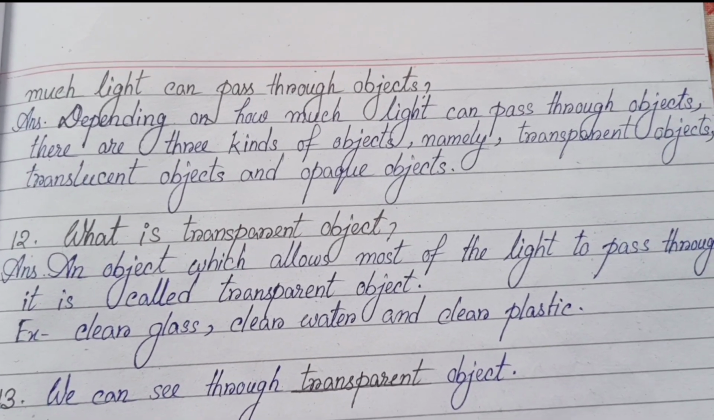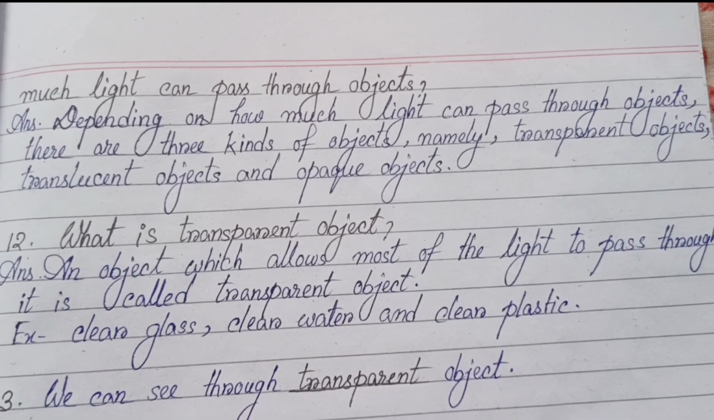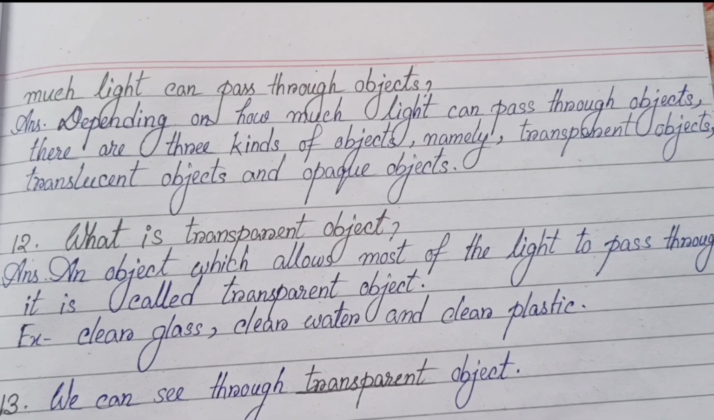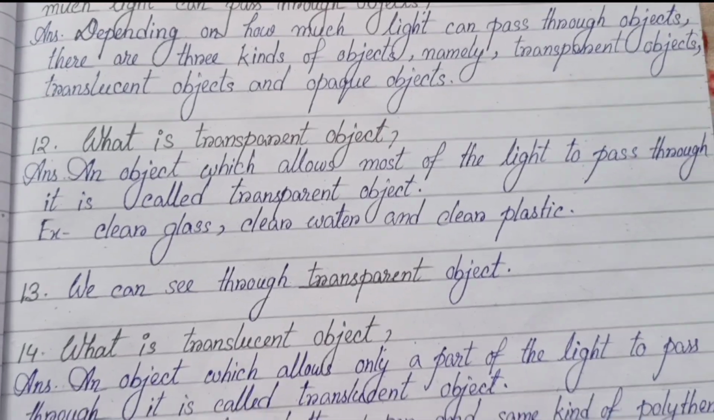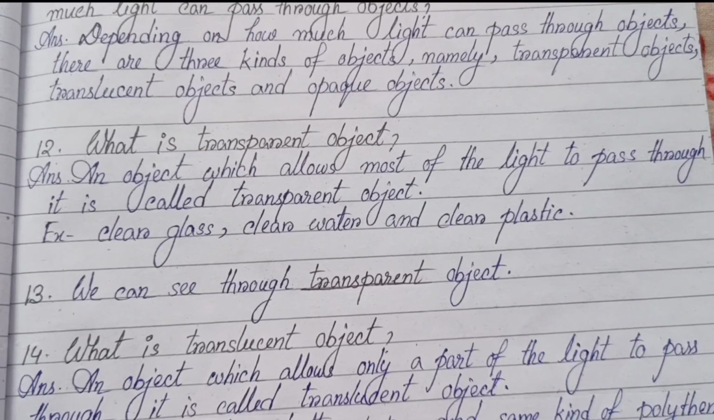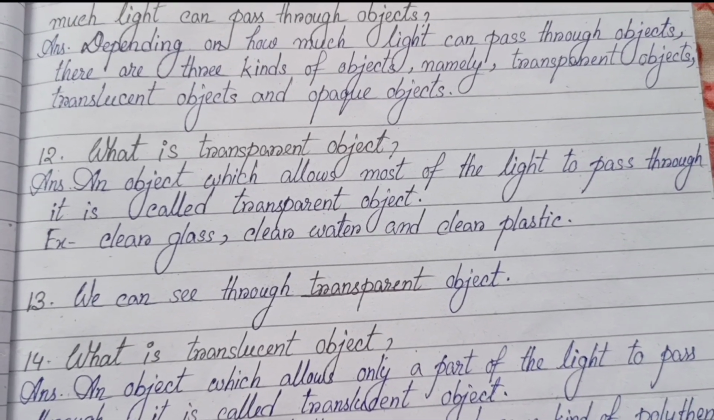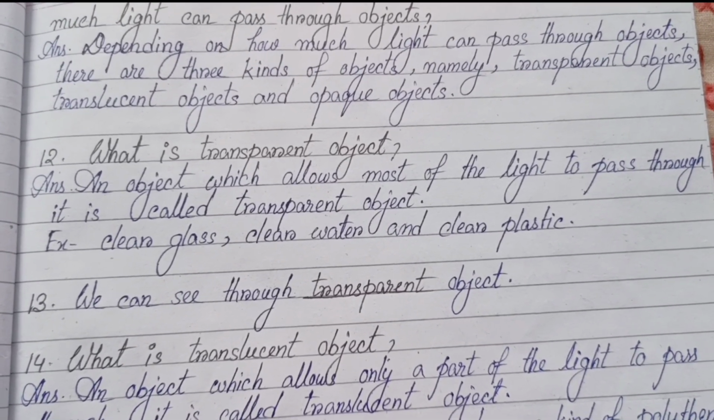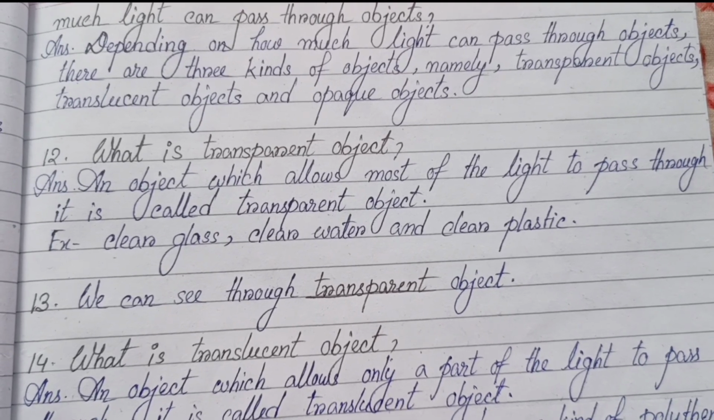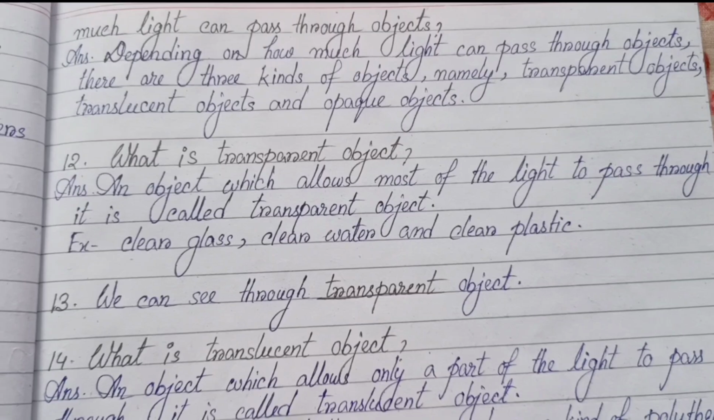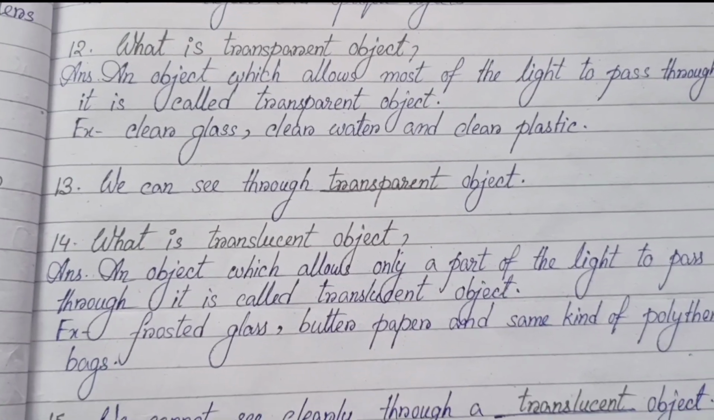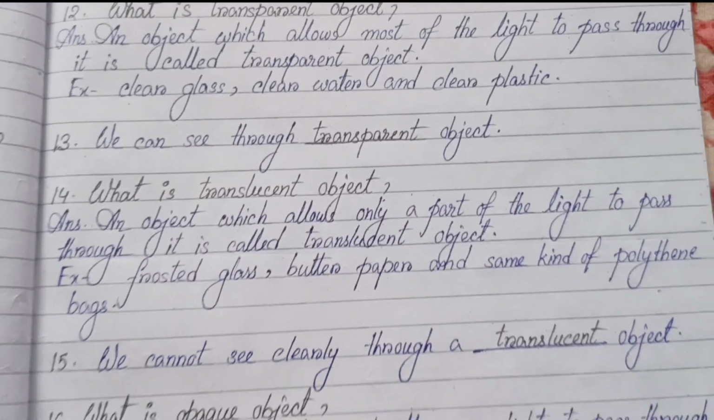Depending on how much light can pass through objects, there are 3 kinds of objects, namely transparent objects, translucent objects and opaque objects. Number 12, what is transparent object? An object which allows most of the light to pass through it is called transparent object. Example, clear glass, clear water and clear plastic. Number 13, we can see through transparent object.